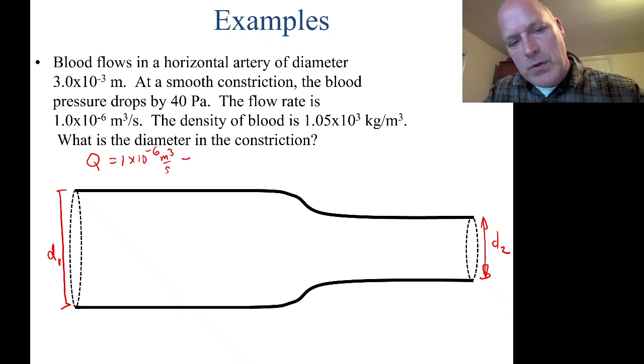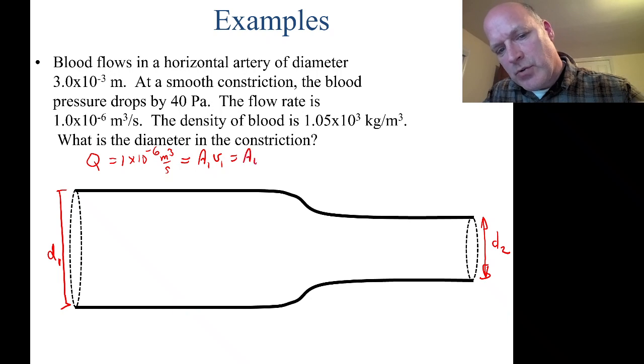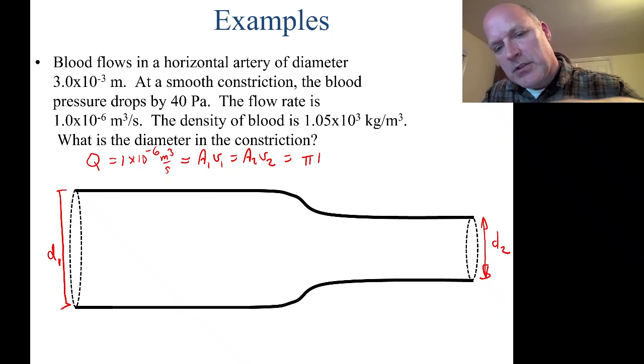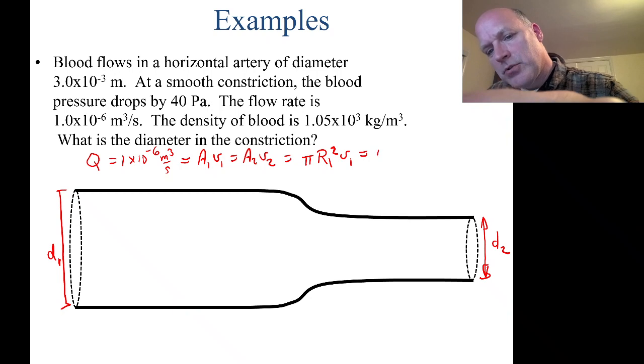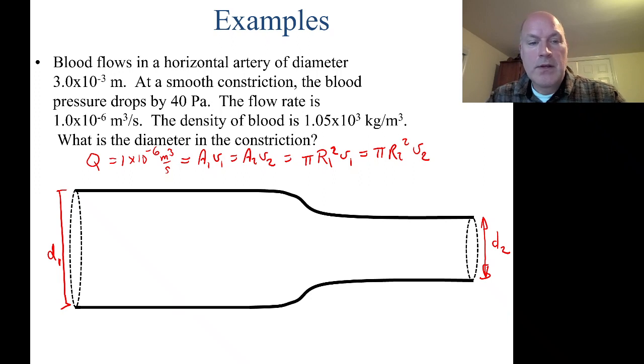And once they give us the flow rate, we know that that's equal to area 1 velocity 1, which is equal to area 2 velocity 2, which is equal to pi radius 1 squared times velocity 1, which is equal to pi radius 2 squared velocity 2. So with this, we can use this volume flow rate to figure out the initial velocity.